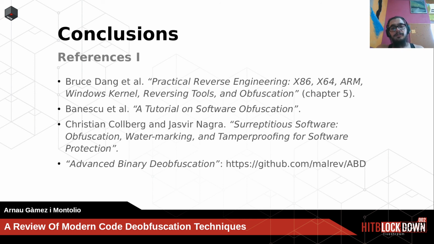First of all, chapter 5 on obfuscation of the Practical Reverse Engineering book. Also, the tutorial on software obfuscation, which is a quite long document by Banescu et al., which is the one where we extracted the table I showed you before on obfuscation techniques. Then the book Surreptitious Software by Christian Collberg, who is also the creator and I guess maintainer as well of the Tigress obfuscator.